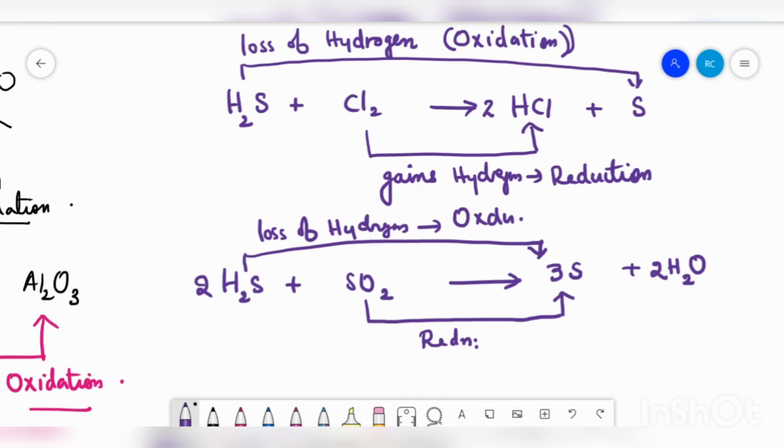Here we have explained oxidation and reduction taking two different concepts. We have taken the concept in terms of hydrogen, loss of hydrogen as oxidation, and in case of sulfur dioxide, it lost its oxygen. So that is reduction. So oxidation and reduction are taking place together. So this is an example of redox reactions.